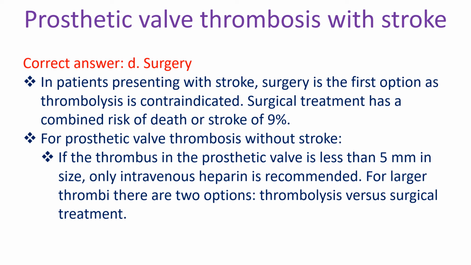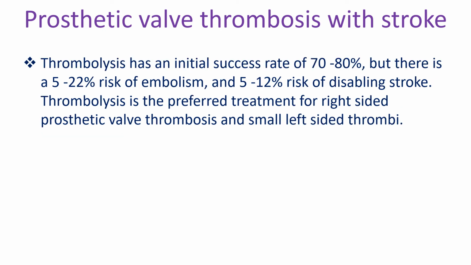For prosthetic valve thrombosis without stroke, if the thrombus in the prosthetic valve is less than 5 mm in size, only intravenous heparin is recommended. For larger thrombi, there are two options: thrombolysis versus surgical treatment. Thrombolysis has an initial success rate of 70 to 80%, but there is a 5 to 22% risk of embolism and 5 to 12% risk of disabling stroke. Thrombolysis is the preferred treatment for right-sided prosthetic valve thrombosis and small left-sided thrombi.